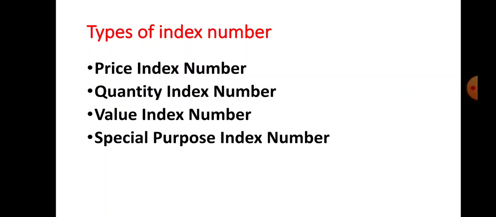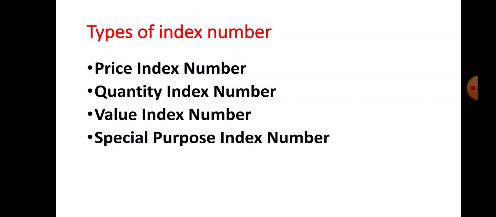Number 3 is a value index number. Value of a commodity is the product of its price and quantity. Value index number measures the changes in the value of a variable in terms of rupee. It is more informative index because it combines both changes in price as well as quantity. Okay, so this is a value index number.